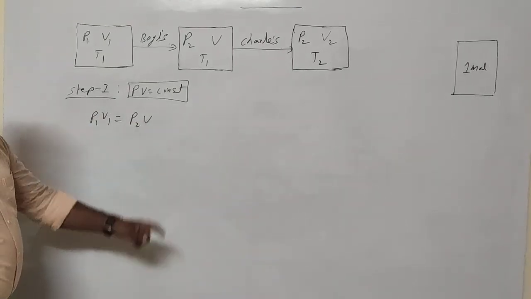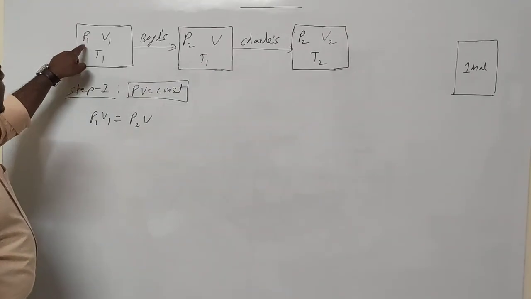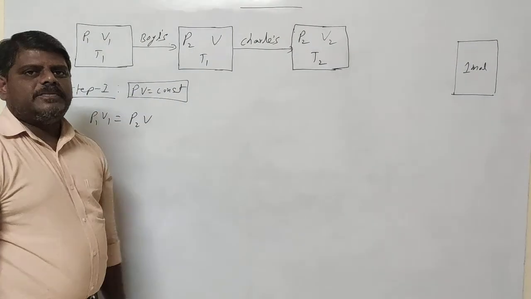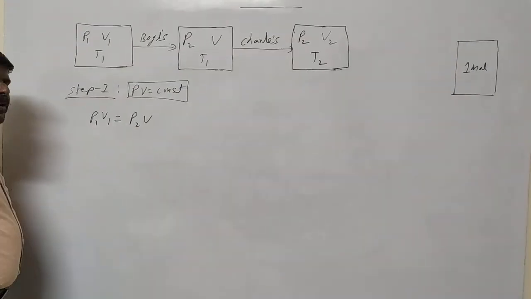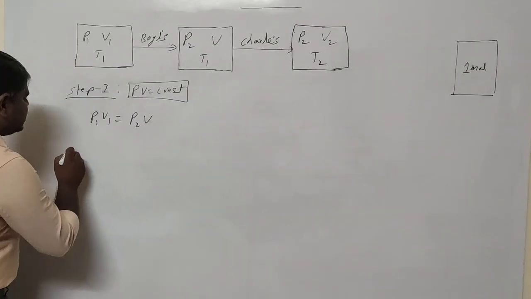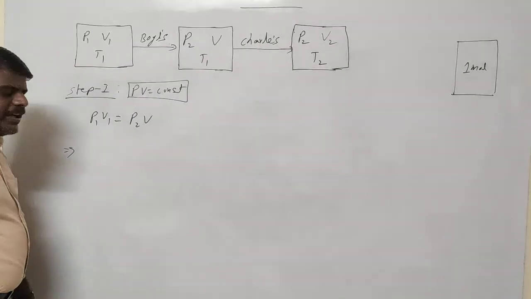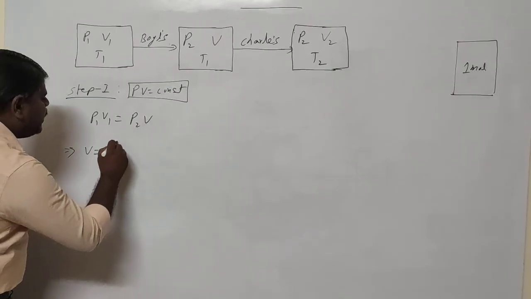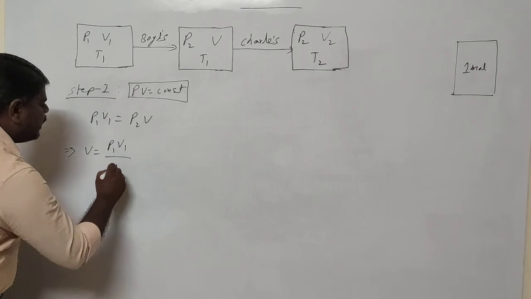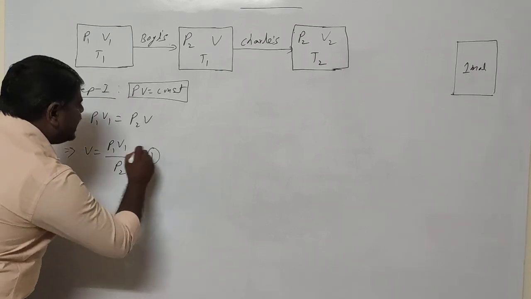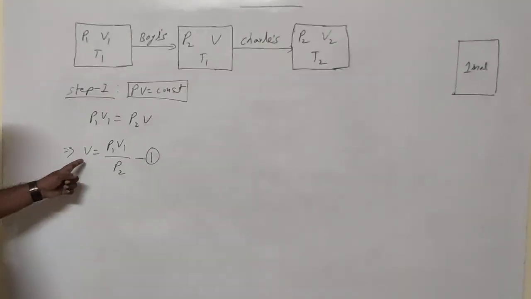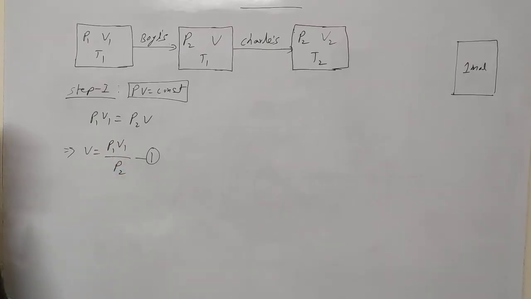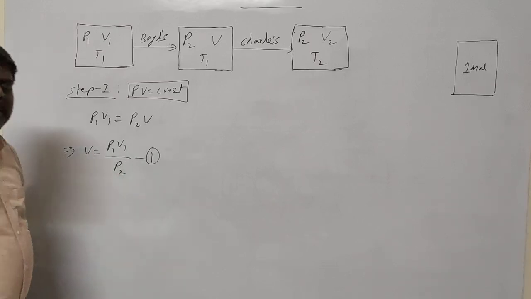Okay, P1 V1 is equal to P2 V because the initial pressure is P1, the initial volume is V1, the final pressure is P2, and the final volume is V. Now that implies, write down V is equal to P1 V1 by P2, as P2 comes to the denominator. You can call it equation number 1. The step 1 is completed.